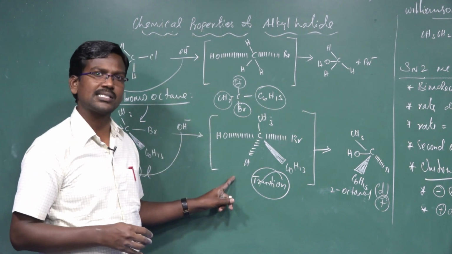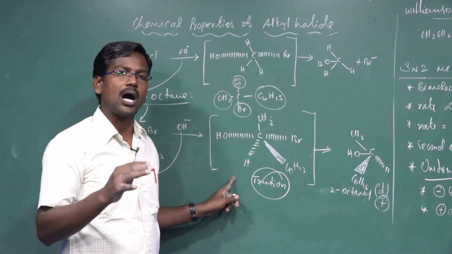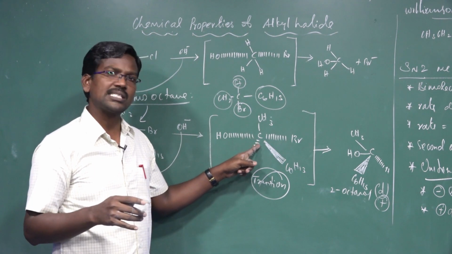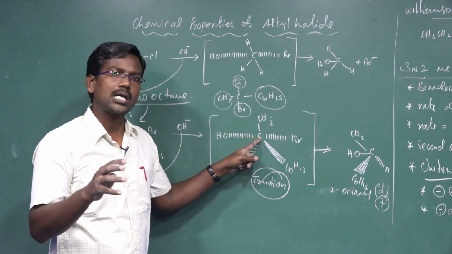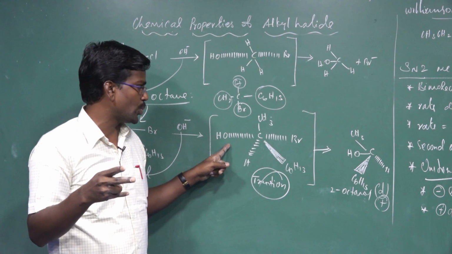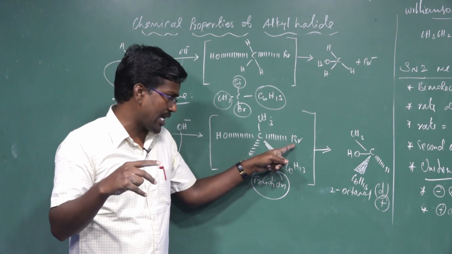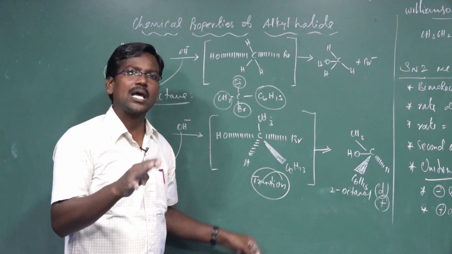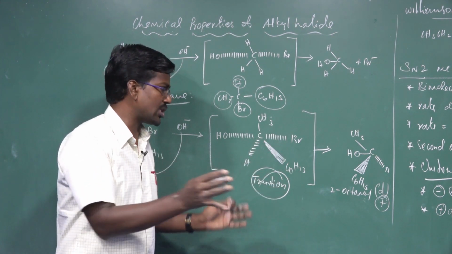It is a transition state, intermediate state, or unstable state. In the transition state, the center carbon is not completely bonded with the OH group, and not completely relieved from the Br minus ion. The OH group is partially bonded with the carbon atom, and the Br minus ion is also partially bonded with the carbon atom.